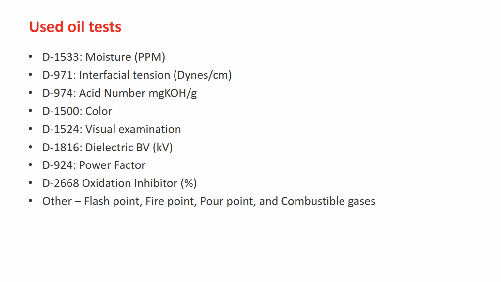Used oil tests. To take the oil sample from a transformer unit, highly trained professionals and special oil sampling equipment are needed to ensure you get the right sample from the right place without adding any outside contamination to the oil sample. We test for moisture, interfacial tension, acid number, color, visual condition of the used oil, the electric breakdown voltage, power factor, and oxidation inhibitor. Other tests that can be done are flash point, fire point, pour point, and combustible gases.